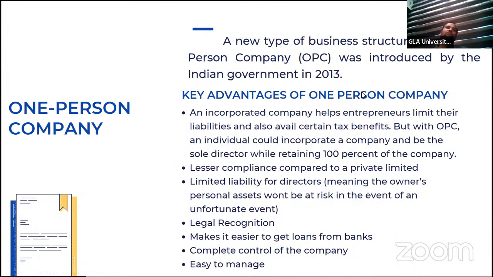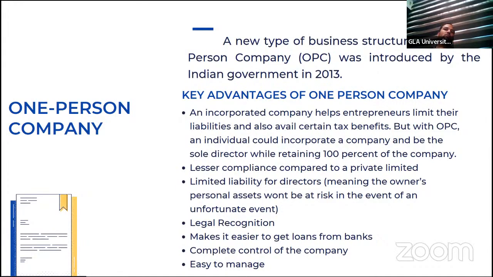Okay. Then one person company. This is a type of business structure. It was introduced by the Indian government in 2013. Right. Now let us see what the key advantages of having a one person company are. Please note that I am just highlighting the key advantages of all these structures. Based on that, whatever suits you, your company or your plan, you can go for that structure, right? I'm not writing down any disadvantages, because there is no disadvantage of any type of structure. You can compare advantages and then you can decide.